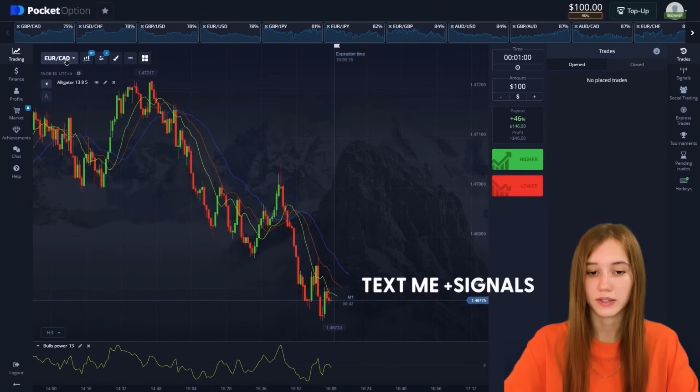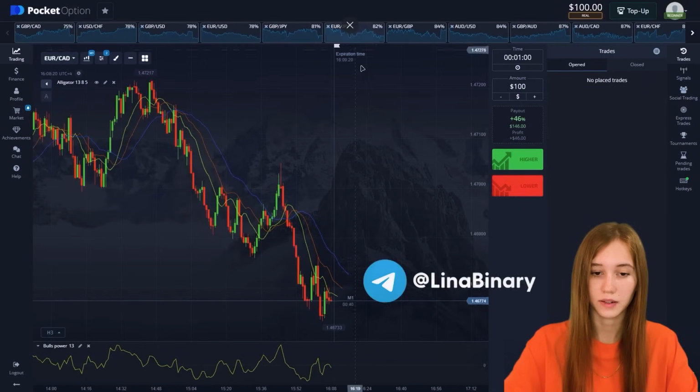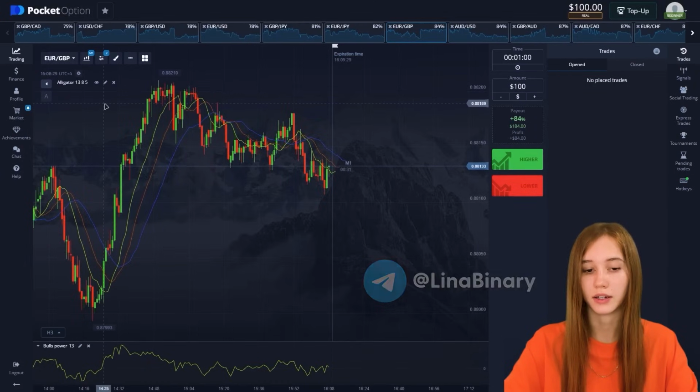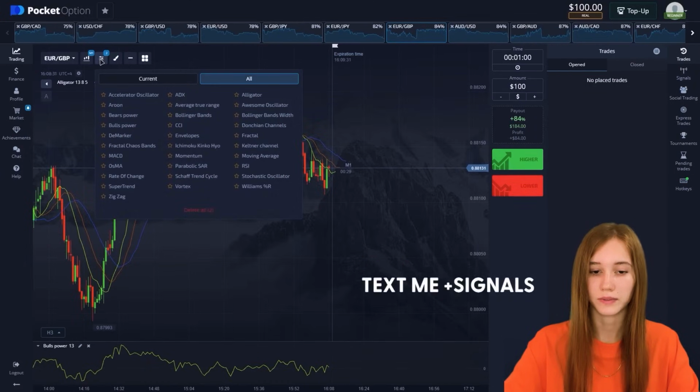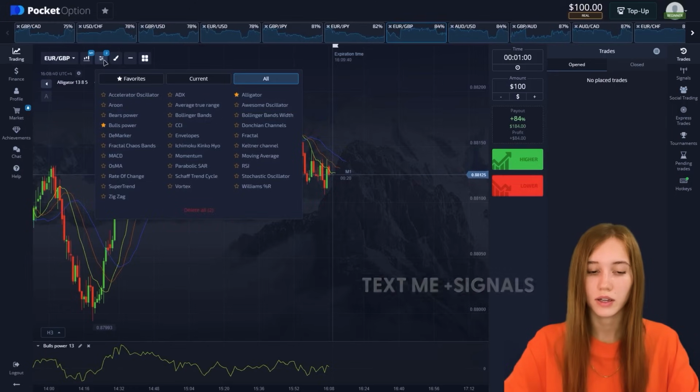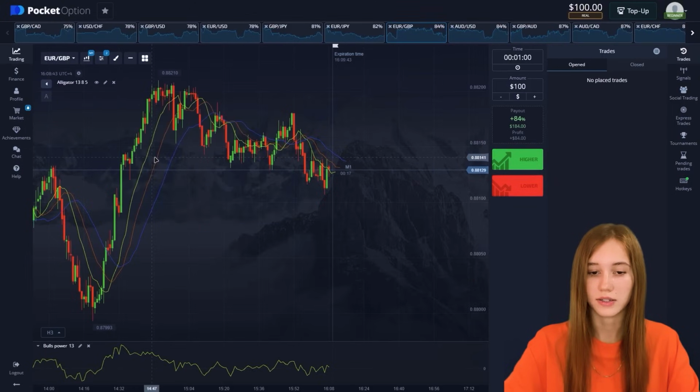Let's continue with the settings. Today we will use two indicators, Pulse Power and Alligator. Here you can find these indicators and turn them on. We trade on Pocket Option. Let's talk about the indicators starting with Pulse Power. I'll show you its settings.